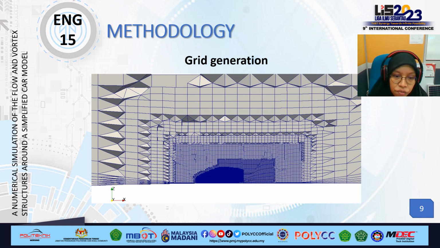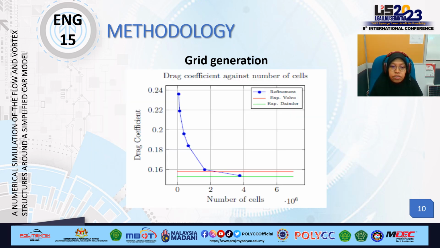Here is the grid we generate for this model. We use a smaller grid near the car and the smallest at the critical area, which is the turbulent area that we want to study. Here is the drag coefficient against number of cells graph, we use to decide the number of cells we want to use, which is 3.8 million cells for fine and 1.6 million cells for coarse grid, which is near the Volvo and Daimler results.